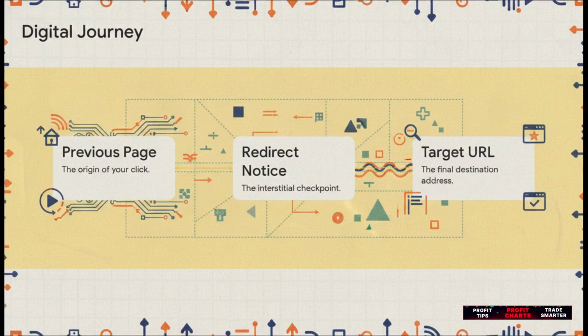And this phrasing builds a hidden, three-step digital journey that we can map directly from the text itself. Step 1 is your origin, which the notice simply calls the previous page. Step 2 is the notice itself, that redirect notice interstitial, which basically acts as a digital checkpoint, or like a toll booth on the highway. Finally, Step 3 is the target URL. That's the exact, unmasked web address you are being aimed at. Usually, this entire three-step process is completely hidden from view. But this specific text forces the whole operation right out into the open.